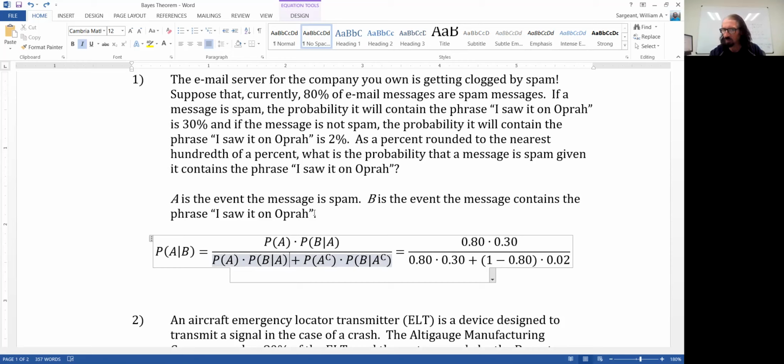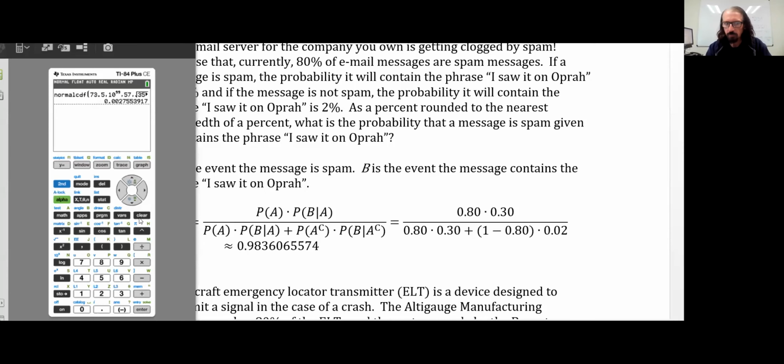type this in all at once, but if you break it down step by step, then multiply 0.8 by 0.3, and then 0.2 by 0.02. Let's check this out, by the way. Give me a moment. Just had to fire up my virtual calculator there.